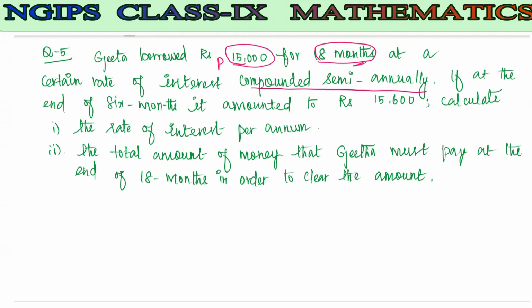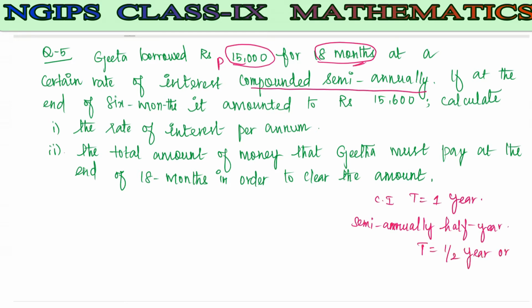Usually for compound interest we take the time period as 1 year. But here we are going to take semi-annually. Semi-annually means half year, so every 6 months. So I can take time as half year. You can write it as 6 months. So in total we have here 18 months.